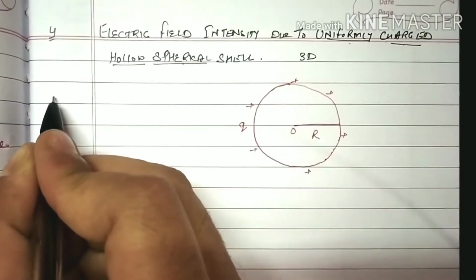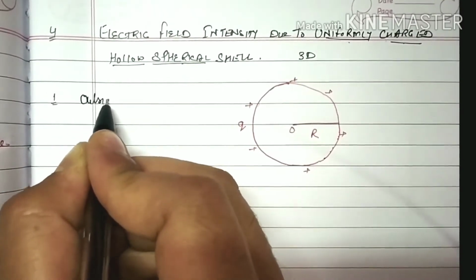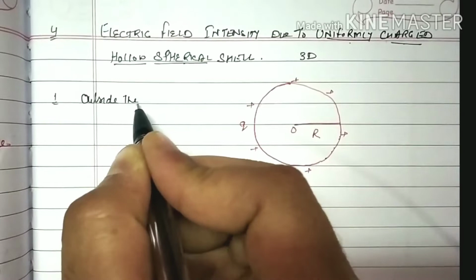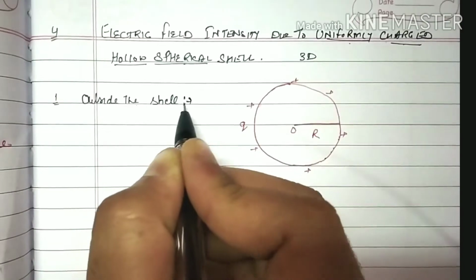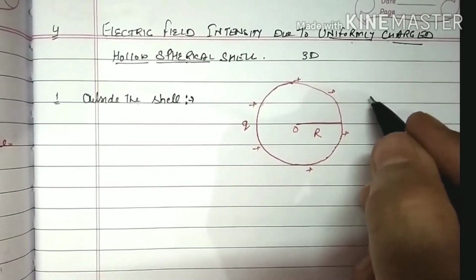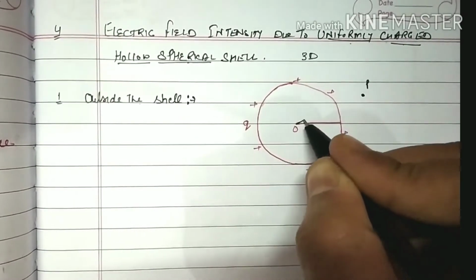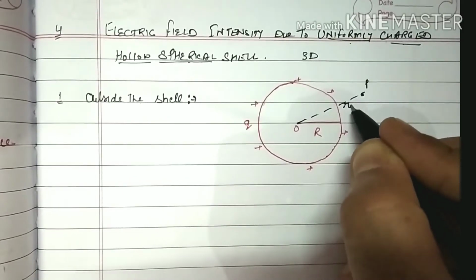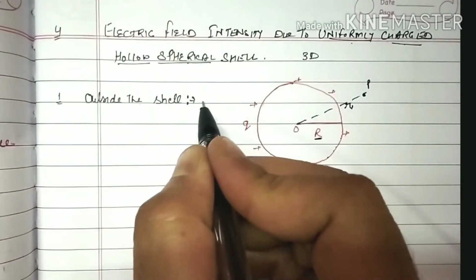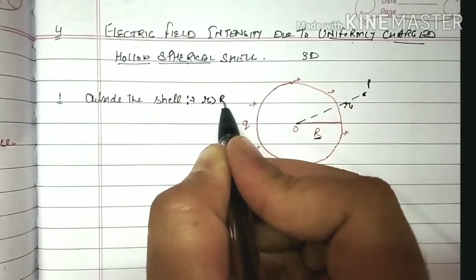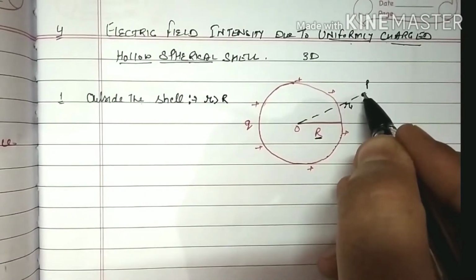The first is the electric field intensity outside the shell, hollow shell, outside the shell. Let us suppose we have to find out the electric field intensity at this point P at a distance small r. We remember capital R is the radius, small r is the distance of the observation point. That is, we can write r is greater than capital R. So at this point we have to find out the electric field intensity.